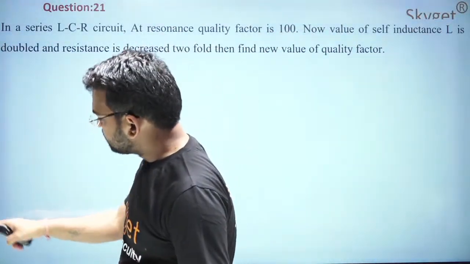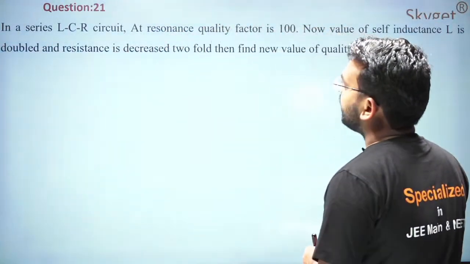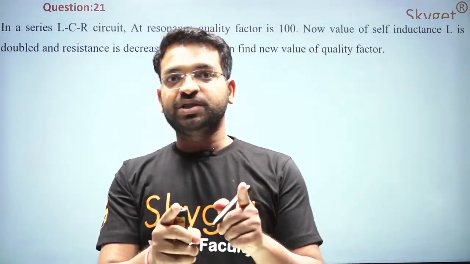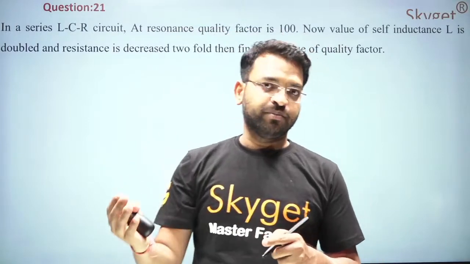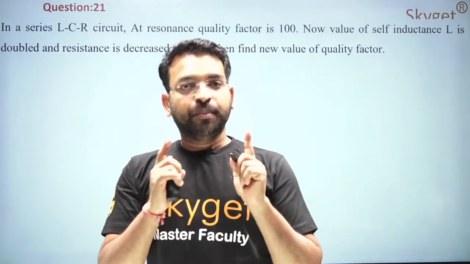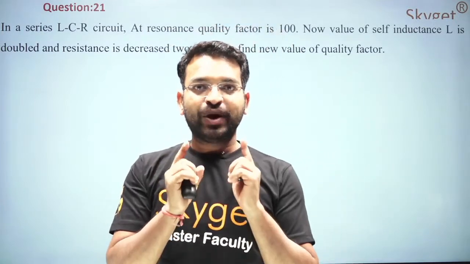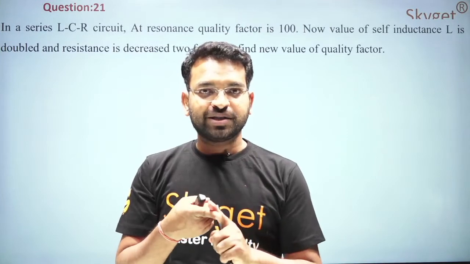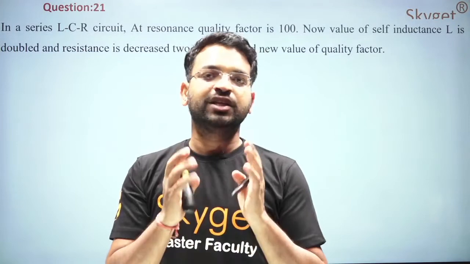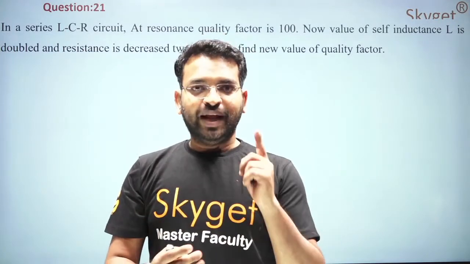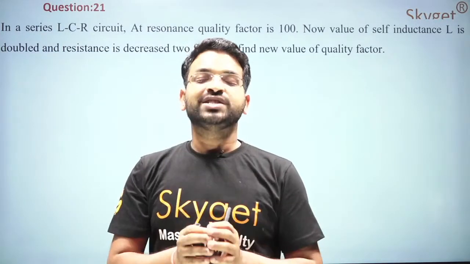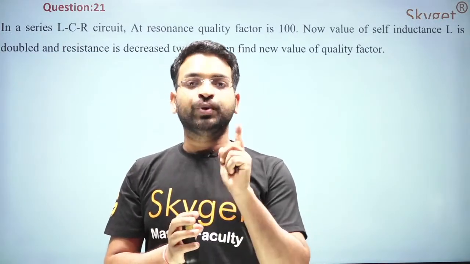Okay, so in this question, let's see what they have given: in the LCR circuit at resonance. At resonance, what is the meaning of resonance? Resonance means when the amplitude of the current is maximum, and that is possible when your Z becomes minimum. And Z becomes minimum when XL is equal to XC. What does it mean? XL, the resistance offered by the inductor, is equal to the resistance offered by the capacitor. When these two become equal, the total Z becomes equal to R, and in that case you are going to get a resonance circuit.